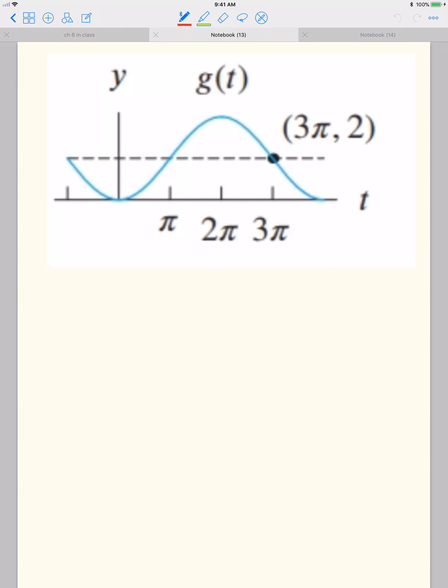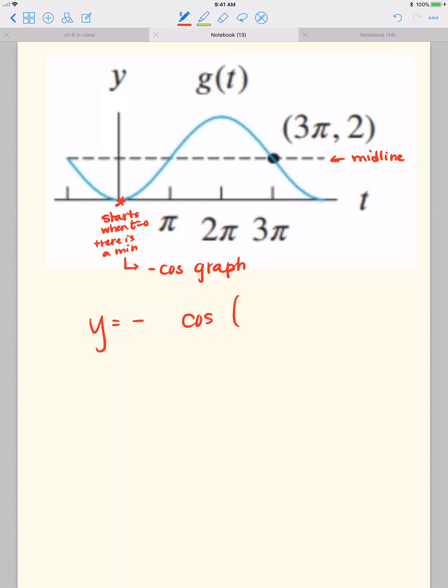Okay. This one has a different midline, so we'll address that when we add or subtract a value because it's shifted up. This graph starts at a minimum, so whenever t equals 0, there's a minimum. So that's going to make this a negative cosine graph. So we have negative cosine and something on t.